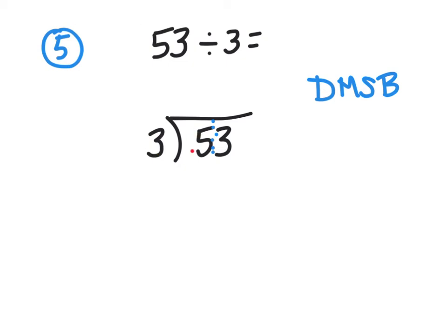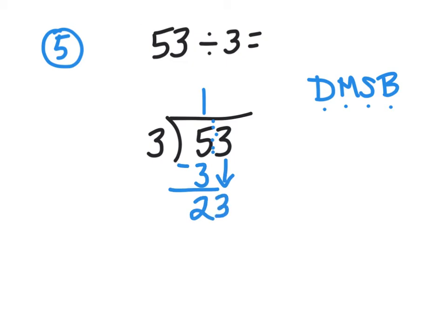Can 3 go into the tens place? 3 can go into 5 once. That's my division step. I'm going to multiply the one I just wrote down, the division step, times my divisor, which is 3. I'm going to subtract 5 minus 3, which gives me a remainder of 2 in the tens place.